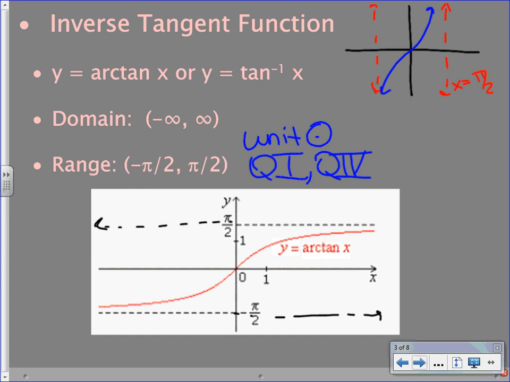It is important to know the domain and range of these functions so you know what you can plug in and you know what kind of angles you're going to get out. Alright? So let's do some examples.